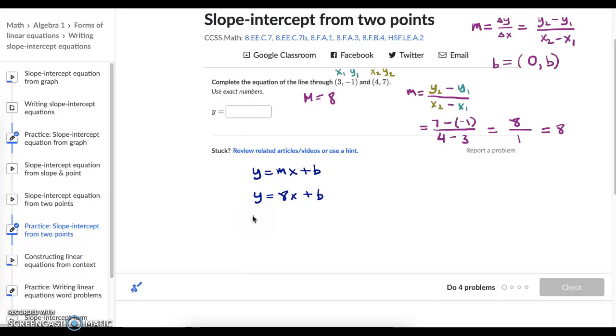And so we get ourselves 7 is equal to 8 times 4 plus b. Just so you know where that comes from, this here is my y2, and this here is my x2. Y2 and x2. I could have chosen y1 and x1. I decided to choose y2 and x2 because there were no negatives in them. You could choose either. Just don't mix them. Mixing them will give you the wrong answer.